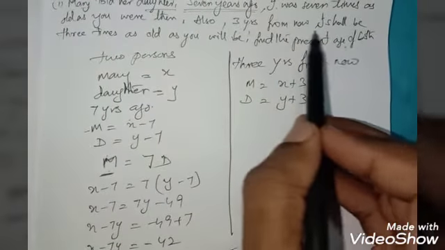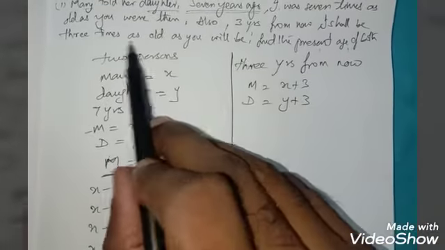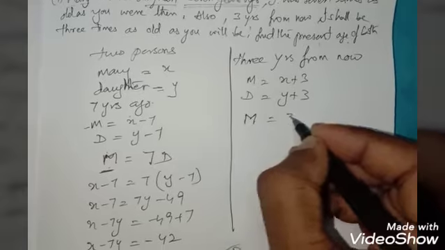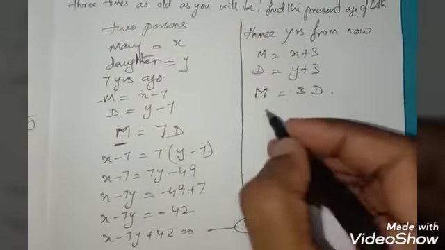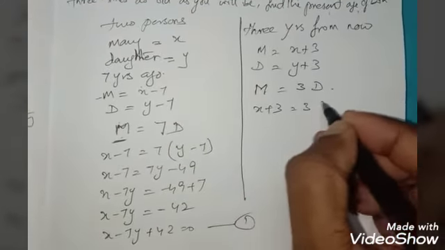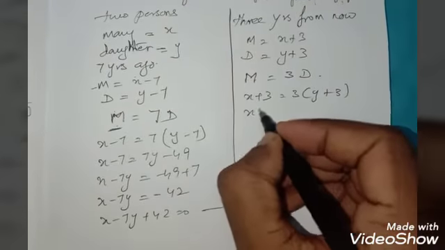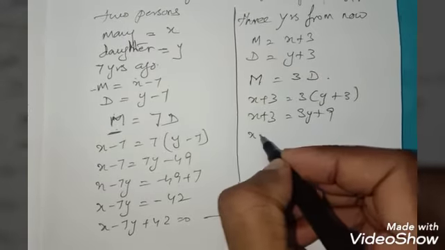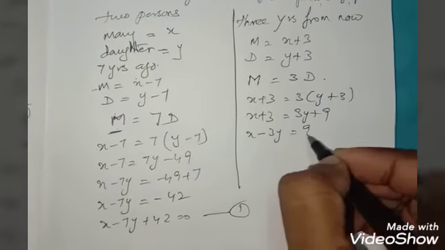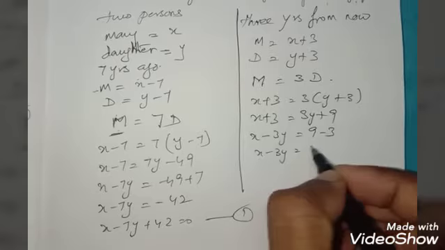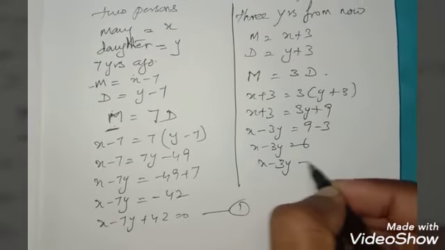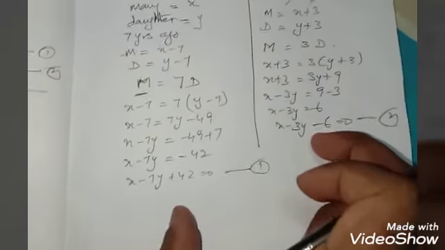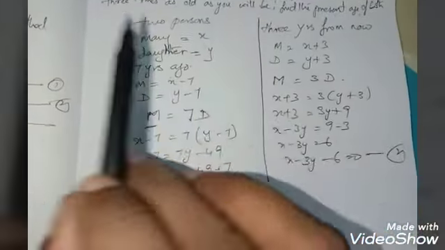Now go back to the question again. I shall be 3 times as old as you. I here indicates Mary. Mary is 3 times as old as her daughter. It means Mary's age x plus 3 is equal to 3 into y plus 3. Now x plus 3 is equal to 3y plus 9. So x, send this 3y here, minus 3y is equal to, send this 3 there, 9 minus 3. So x minus 3y is equal to 6. So x minus 3y minus 6 is equal to 0. This will be the second equation. So like this we are finding our equations by using word problems.